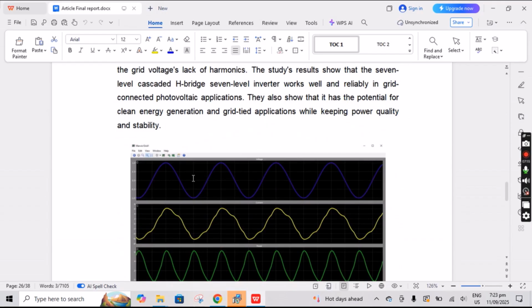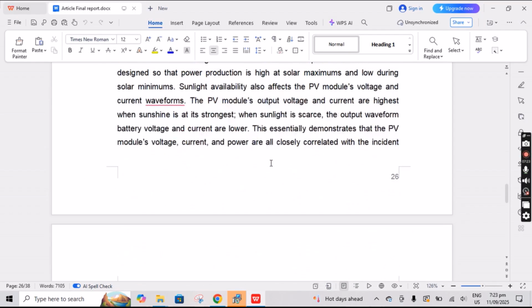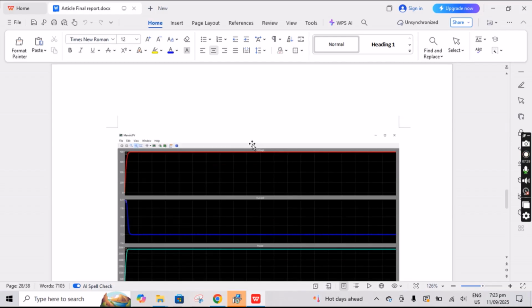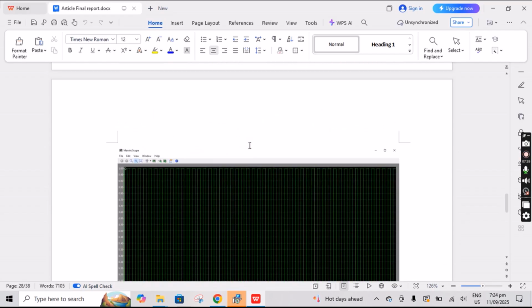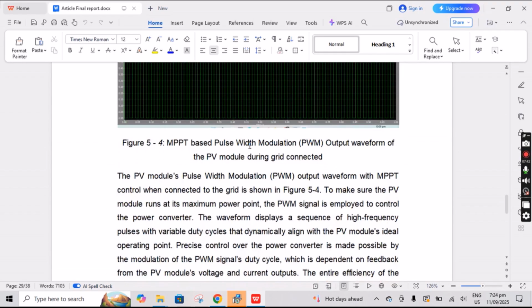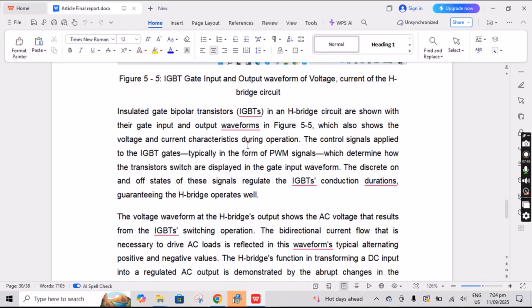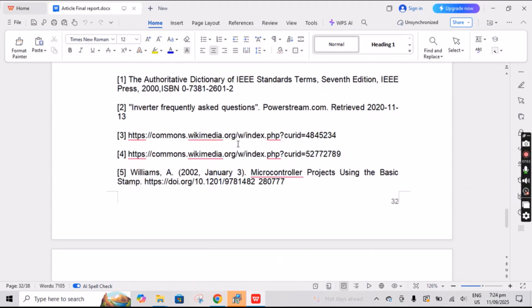In the result section we calculate the output voltage, output current, and output power. This shows the voltage, current, and power according to the PV modules, and the voltage, power, and current provided to the grid. The waveforms include the PWM waveform for the MPPT, the IGBT gate levels and outputs, and then the conclusion and references are added.